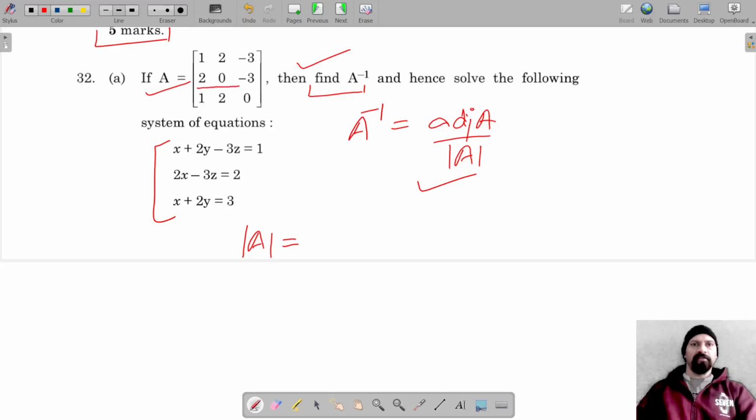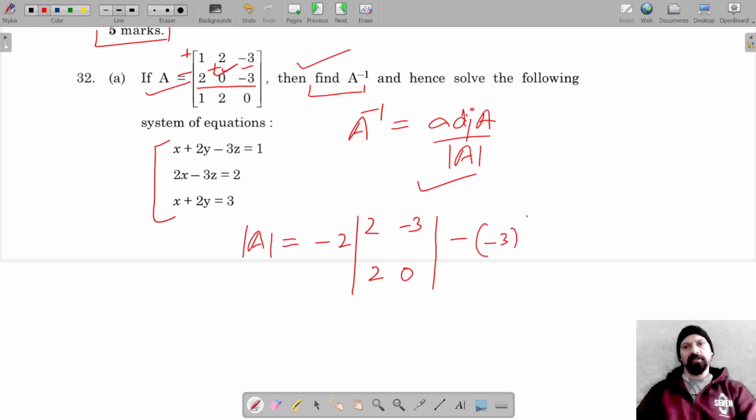I'm going to expand along the second row, because we have 0 in it. The signs are plus and negative. The first one is negative 2, and removing the row and the column for this, we are left with 2, negative 3, 2, and 0. The second one is 0, so we need not take it; just go to the last one. This is negative of negative 3, and removing the row and the column for negative 3, we are left with 1, 2, 1, 2.